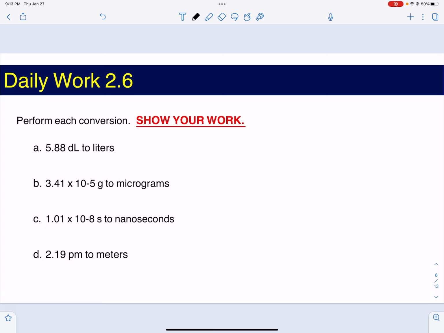So that's your daily work. You got 4 problems there. I'll give you 3 seconds so you have a chance to pause it when you're doing it. Okay, that should be enough.